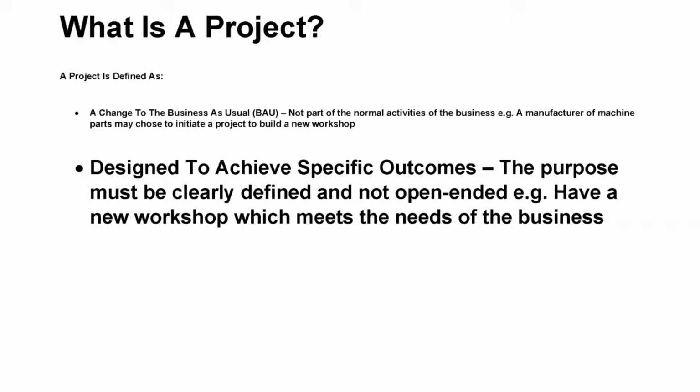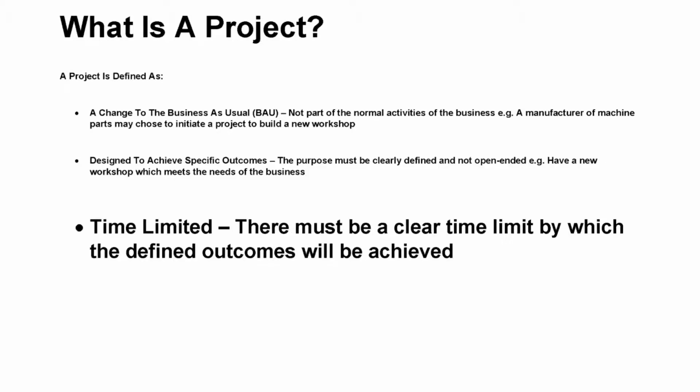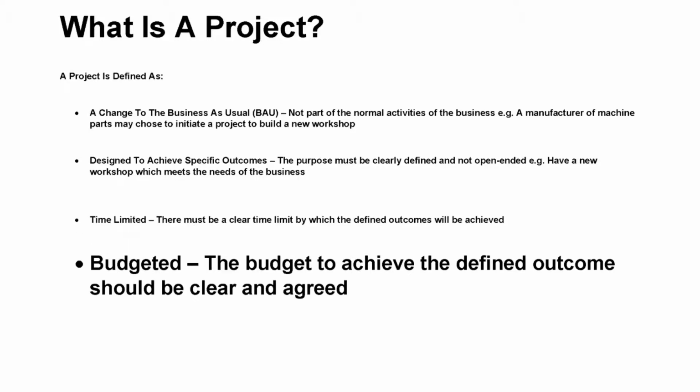Secondly, a project must have very defined outcomes. It must be very clear what the objectives of the project are. In this scenario, it is to deliver a workshop that can meet the business needs. The third definition is that it must be time limited. A project cannot be open-ended. It must have a clear start and end date. And lastly, it must have a clear and defined budget.